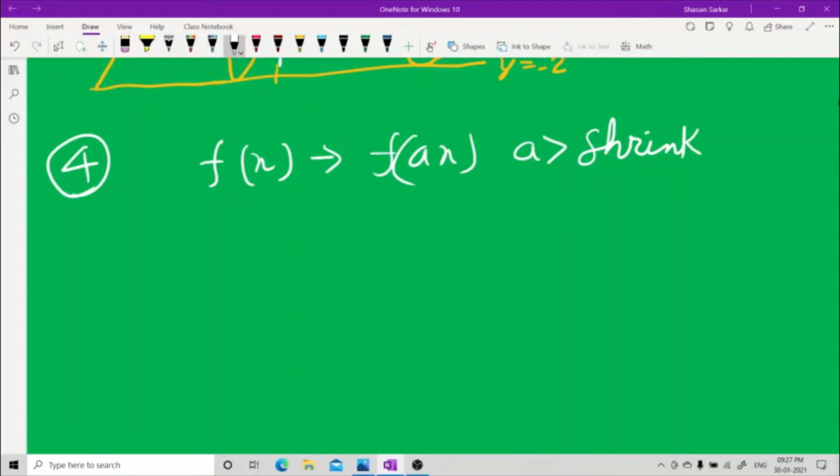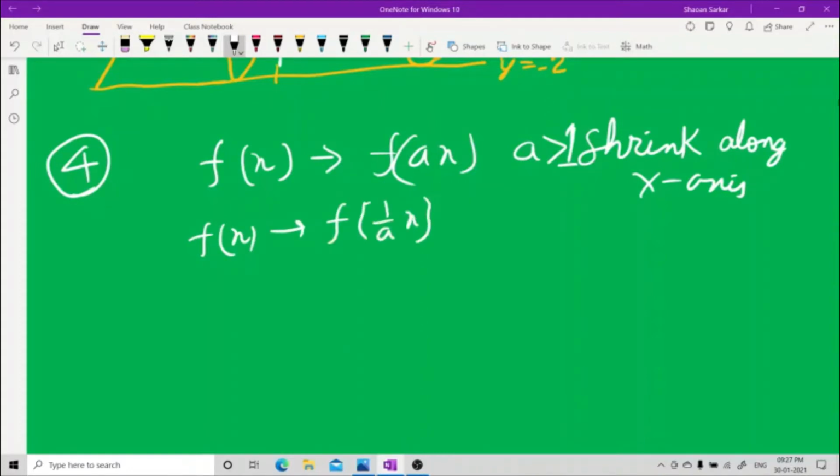Shrink along the x-axis, and a greater than 1. I forgot to write: f(x) is replaced by f(1/(ax)). Then this will stretch along the x-axis.